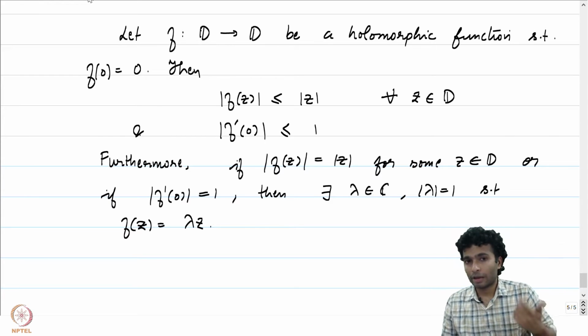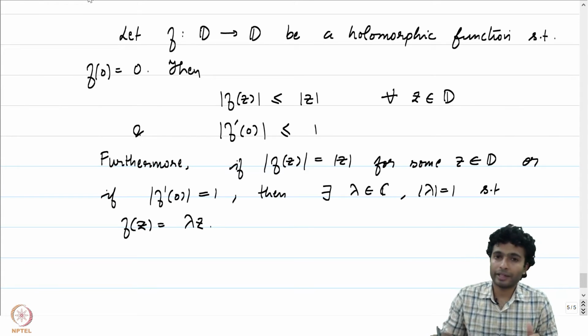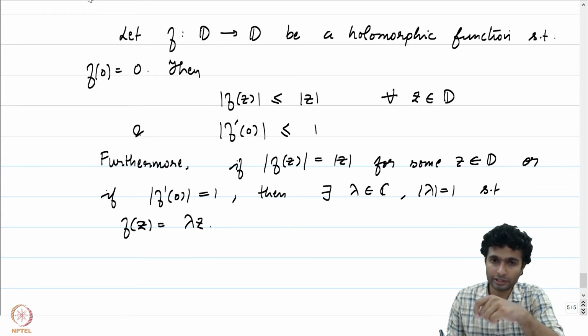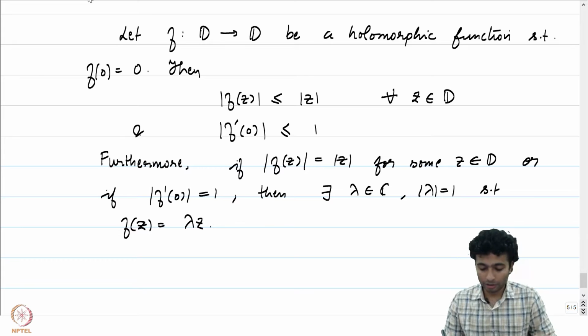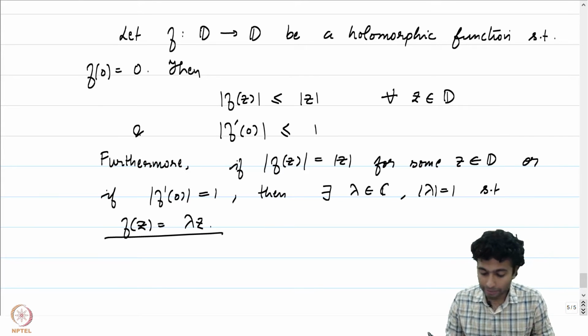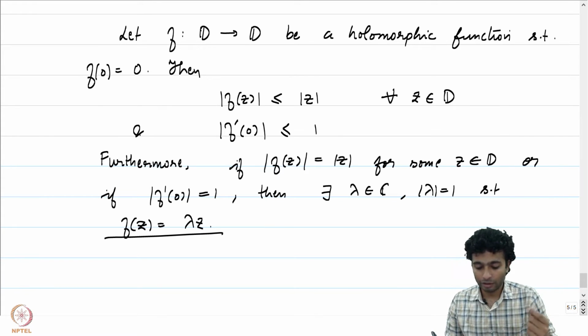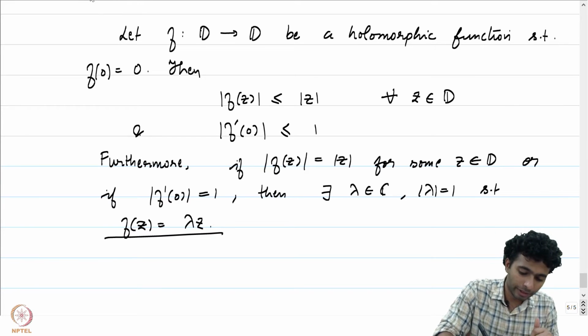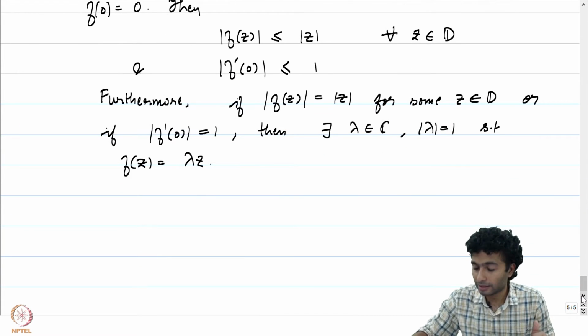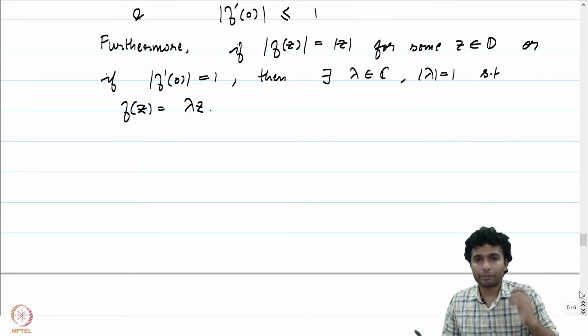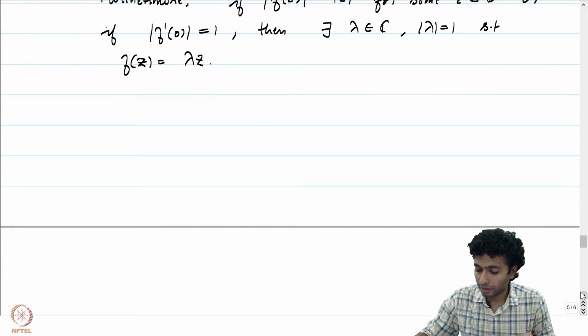If that is not happening, if for some point in the unit disk the absolute value of f(z) is the same as the absolute value of z, then it's a rotation. Notice that lambda times z is just a rotation when lambda is of absolute value 1. When lambda is of absolute value 1, it means that lambda is some e to the power i theta. Multiplication by e to the power i theta is just a rotation. Let's give a proof of this theorem.